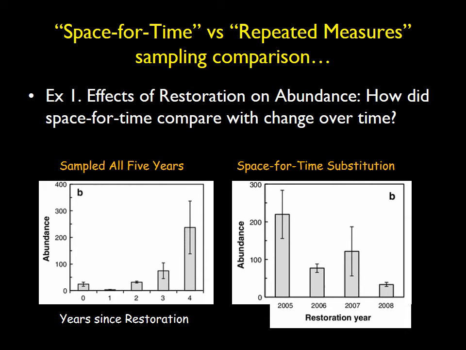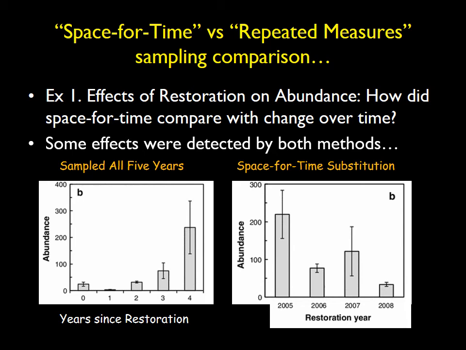Similarly, when you looked at restoration year, so if it had just been restored in 2008, then it had had 1 year since restoration. 2007 it had 2 years. 2006, 3 years. 2005, 4 years. And similar conclusions, right? In the sense that 2005 had the highest abundance, although the pattern was not as consistent. So it looks like you could catch the same trend in abundance, whether you did sampling all 5 years or did a space for time substitution. So in this case, we had an example of an effect that was detected by both methods.